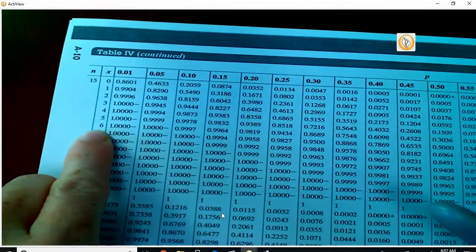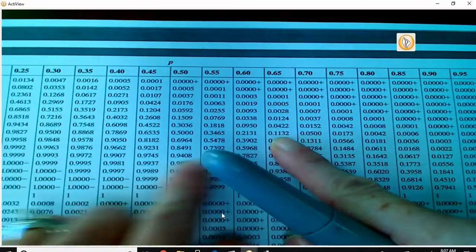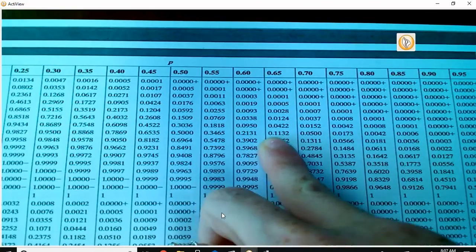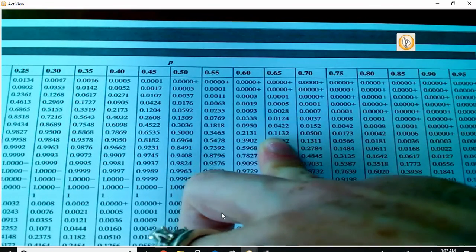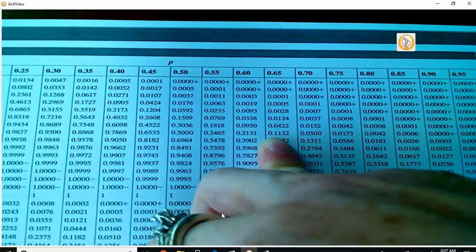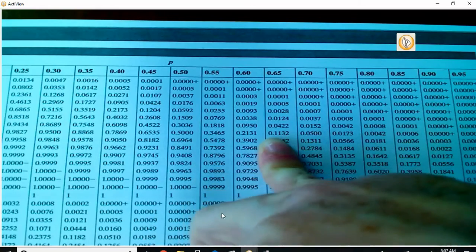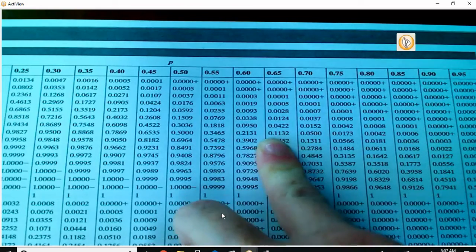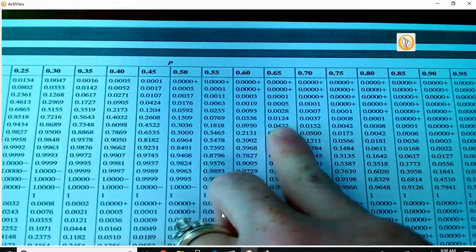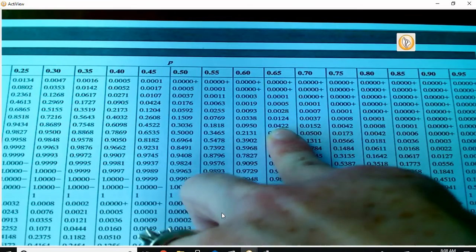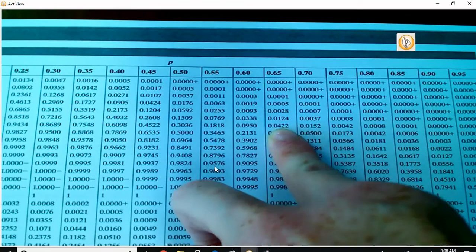So I go to my N equals 15, X equals 6, my P is 0.65, and we get 0.1132. So that is, am I on 6? All right, sorry, move my finger up one. 0.0422.